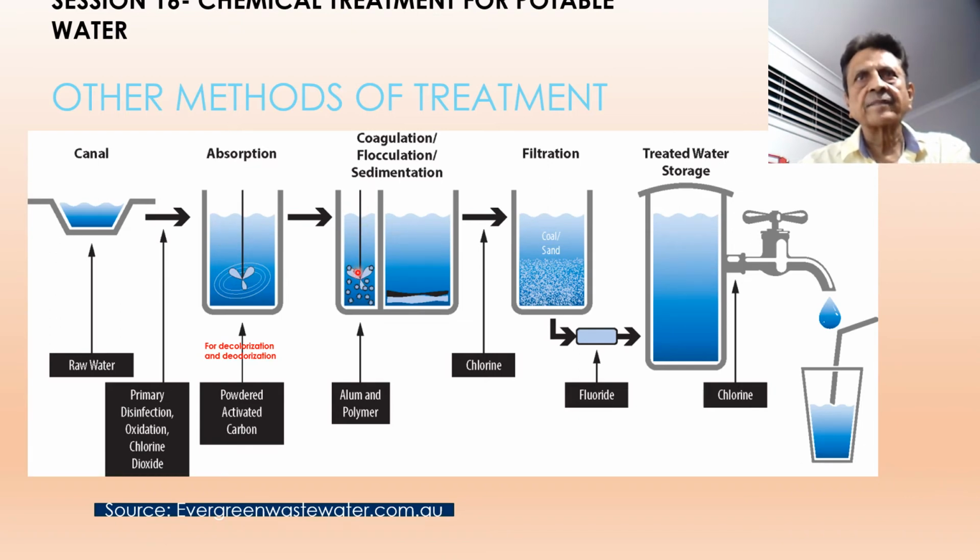sedimentation tank where the sedimentation takes place, and the water overflows into the second chamber, from where the water is further filtered, and then fluoridation is added for the community, and the water is treated, and then chlorine is further added before it goes to the house taps. This is added in the distribution system.